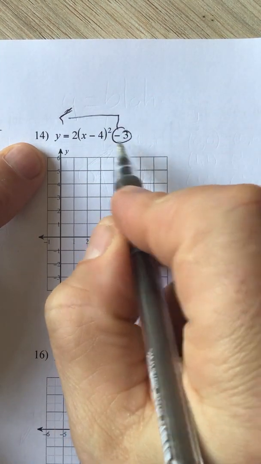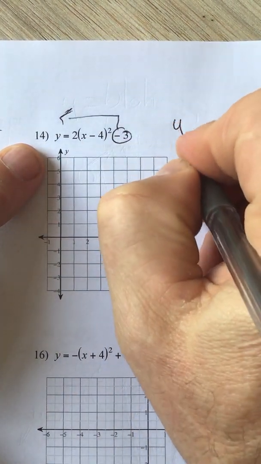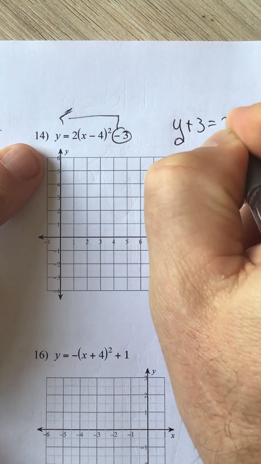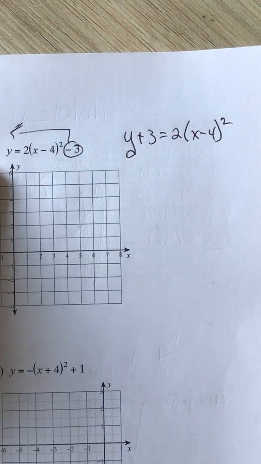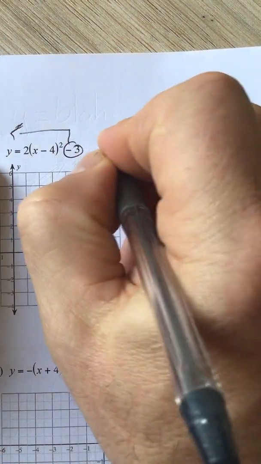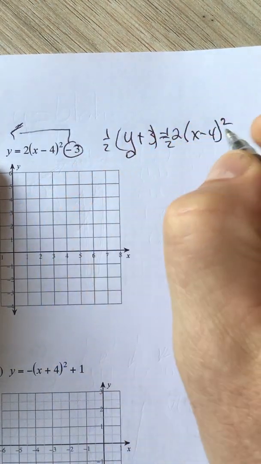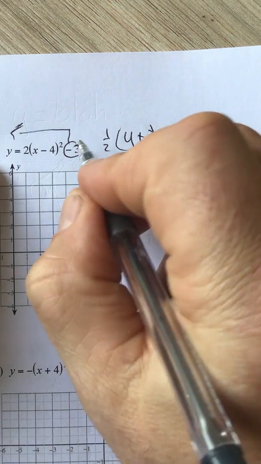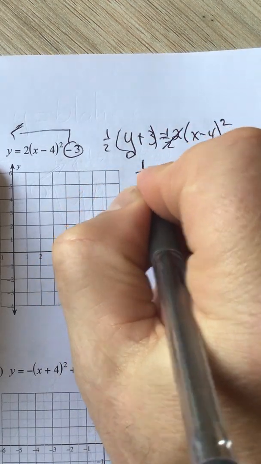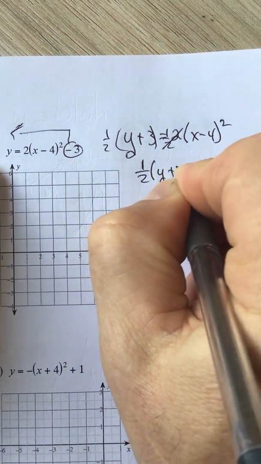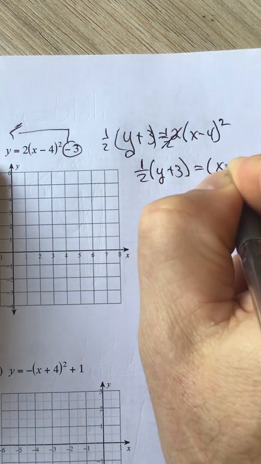So we're gonna move the 3 to the other side. That gives me y plus 3 equals (2x minus 4) all squared. And I'm gonna multiply by 1/2 to both sides. Now I'm gonna take half to the right and a half to the entire left, so I'm gonna bracket that. So here we go, we have 1/2 (y plus 3) equals (x minus 4) squared.